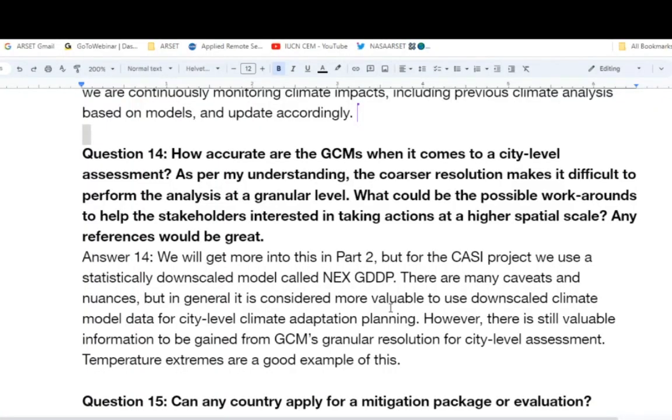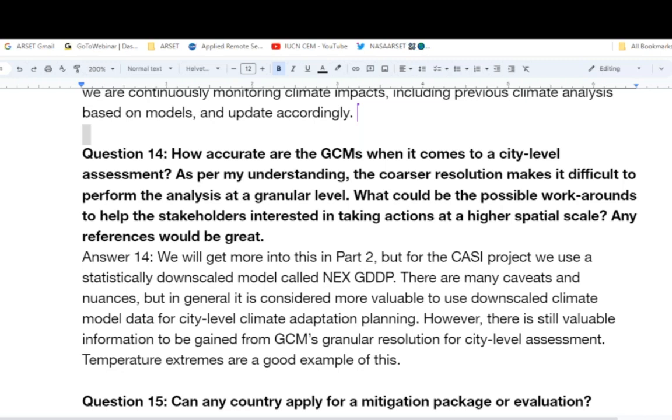Question 14, how accurate are the global climate models when it comes to a city level assessment? As per my understanding, the coarse resolution makes it difficult to perform the analysis at a granular level. What can be the possible workarounds to help the stakeholders interested in taking actions at a higher spatial scale? Any references would be great.